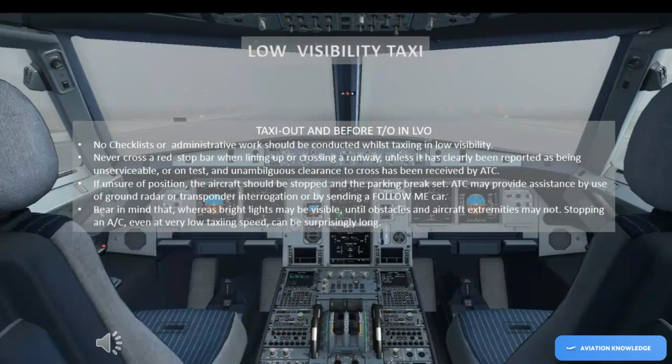Bear in mind that, whereas bright lights may be visible, obstacles and aircraft extremities may not. Stopping an aircraft, even at very low taxiing speed, can take surprisingly long.